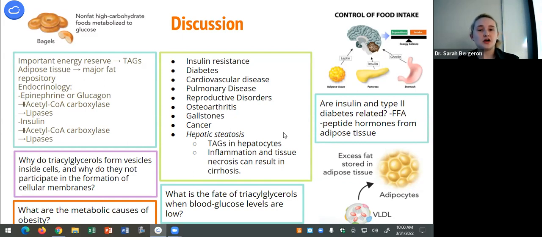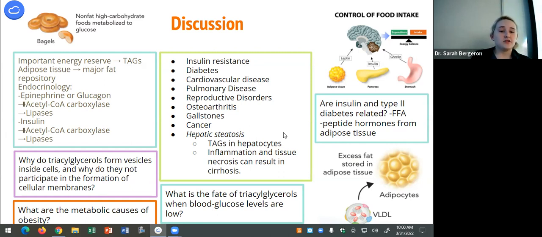So triacylglycerols are very important as an energy reserve in our body, and our adipose tissue is that repository where we store our triacylglycerols. And for the endocrinology, we have epinephrine or glucagon, which function the same way. What they do is they inhibit acetyl-CoA carboxylase, which we know is the rate limiting, the main regulatory enzyme in fatty acid synthesis. And lipases are going to be upregulated. So lipases are going to cleave to release free fatty acids in our albumin in the serum. And then insulin is going to have the opposite effect of the epinephrine or glucagon.